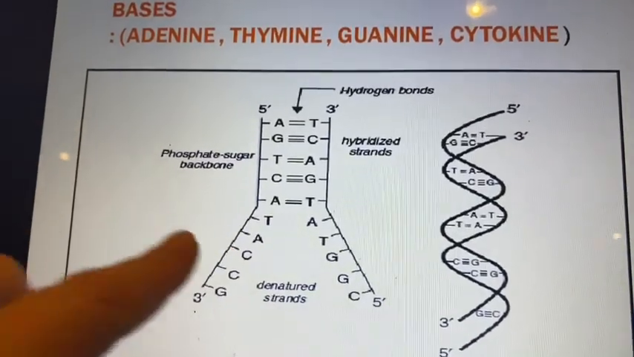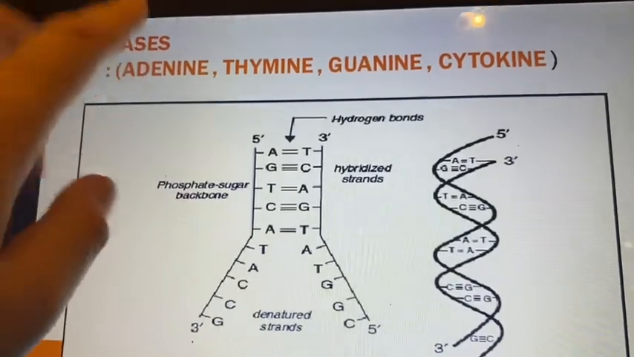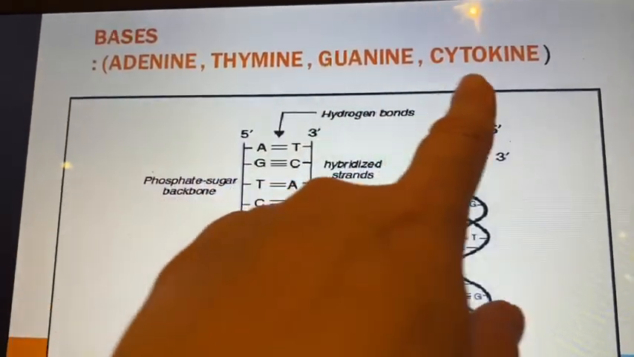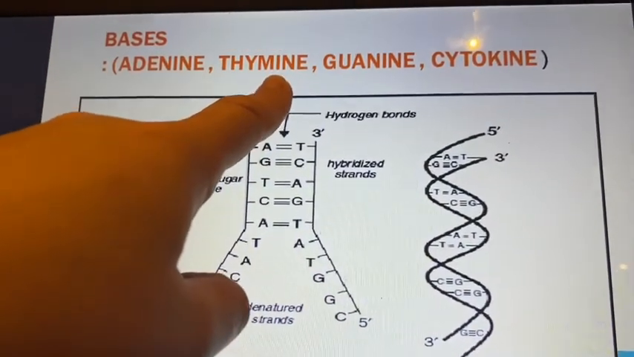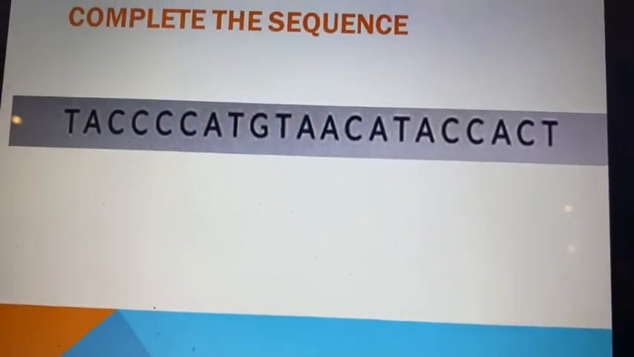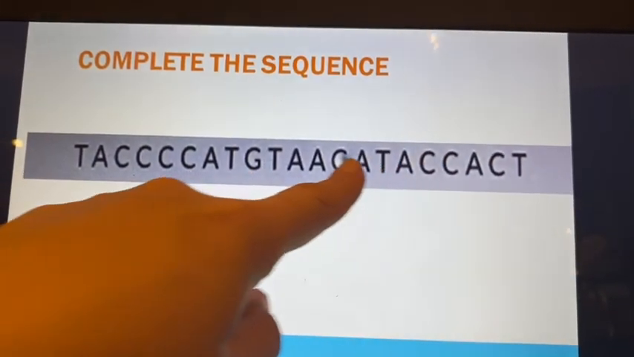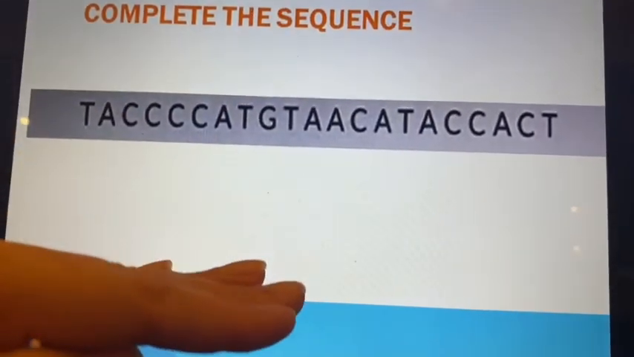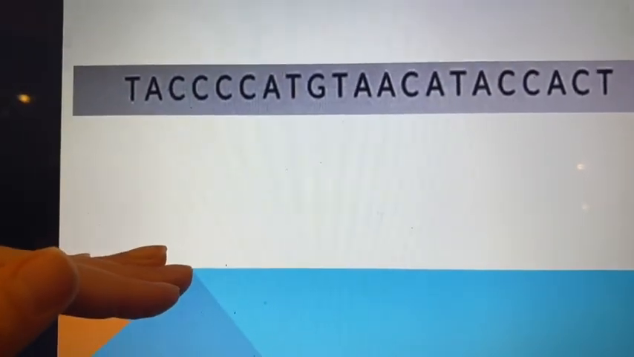Okay, so these molecules are called bases. There are 4 bases: adenine, thymine, guanine, cytosine. Always adenine combines with thymine, and guanine combines with cytosine. Right, find the sequence, complete the sequence. If there is one strand of DNA that has this sequence, I want you to complete the sequence in the other strand of DNA. The other strand will have just the opposite of the first strand.